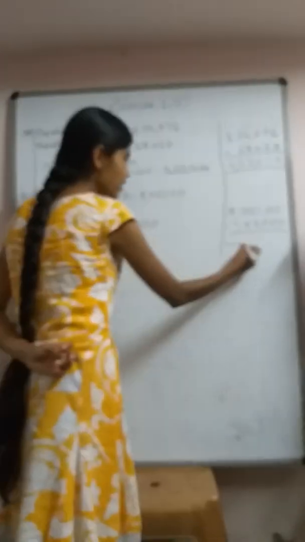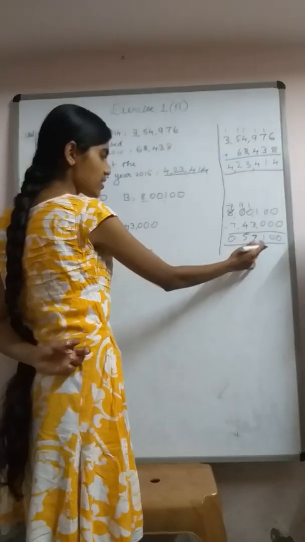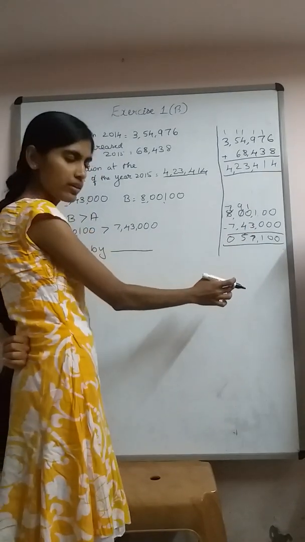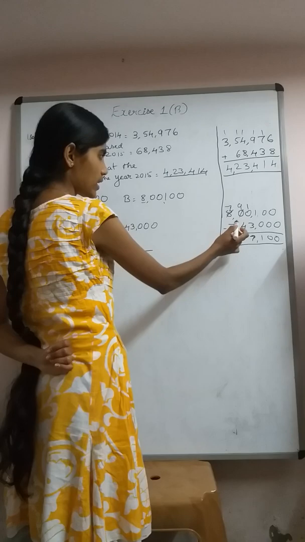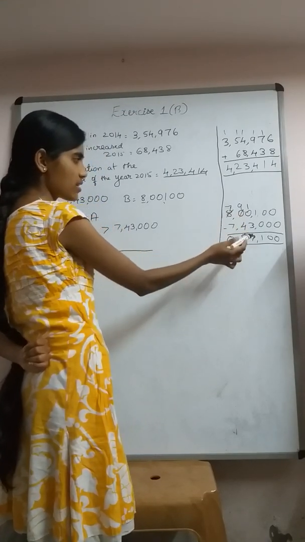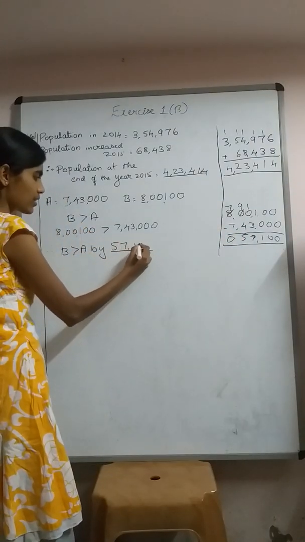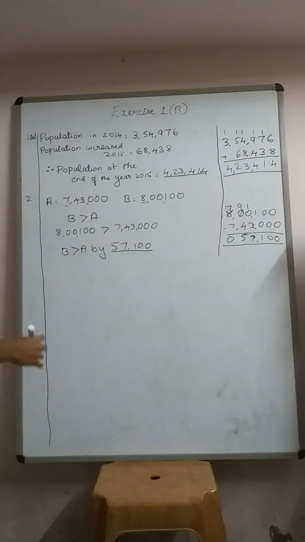So let us solve this. I have applied here the subtraction method and the answer I got is 57,100. I think you know to subtract. If you know to subtract, it will be very easy for you. So you can see I have carried 1 and 7, 10 minus 3, 7, and so on. Fine. So let us write here 57,100. B is greater than A by this much number. So let us proceed to the third question.